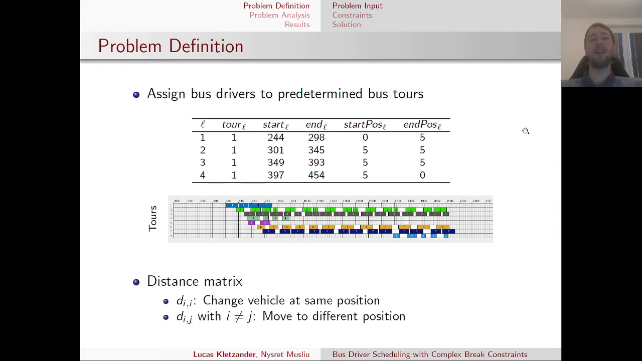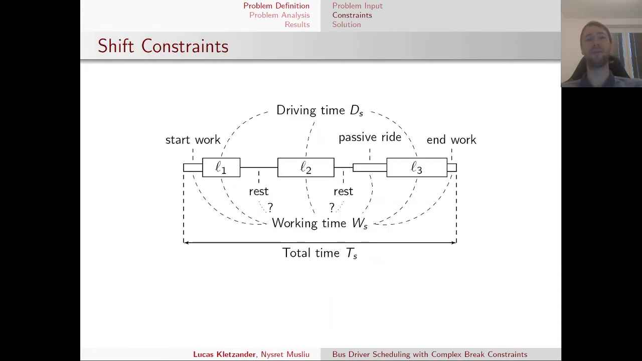What is also given is a distance matrix. This gives us how long it takes to change vehicle while staying at the same position, and also how long it takes drivers to change to a different position without actively driving a vehicle. For example, when they leave a bus, take a break at a position, and then have to move to another position to take over another vehicle there.